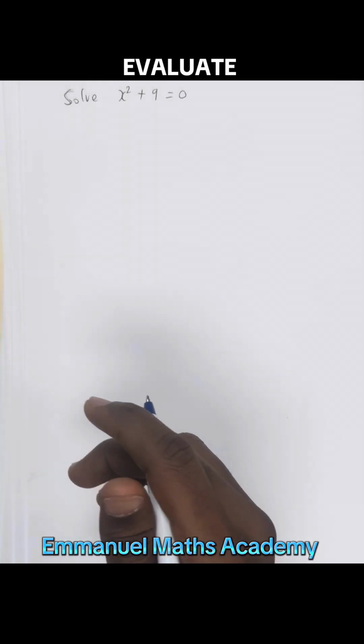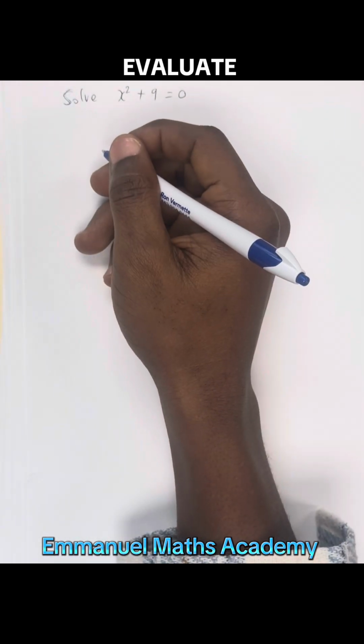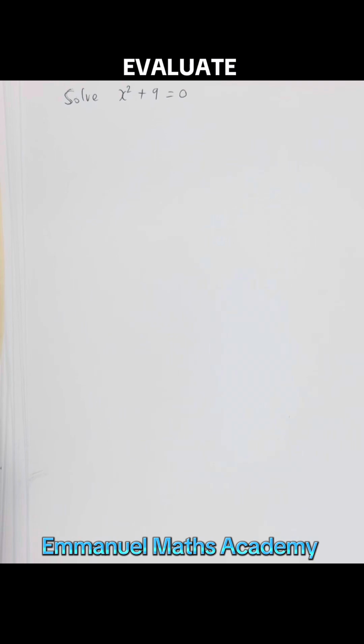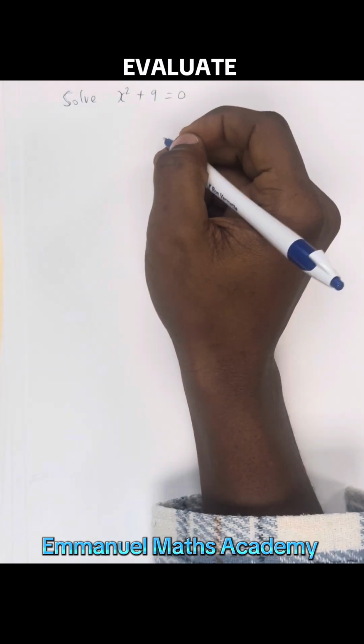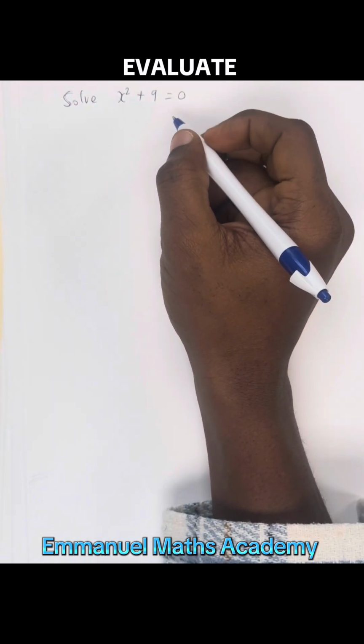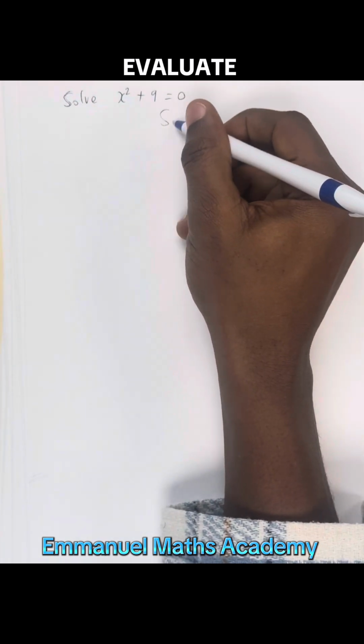Hello. So I actually saw this problem somewhere and I was surprised how almost everyone was getting this problem wrong. So let's solve this. Solve x squared plus 9 equal to 0. So, solution.